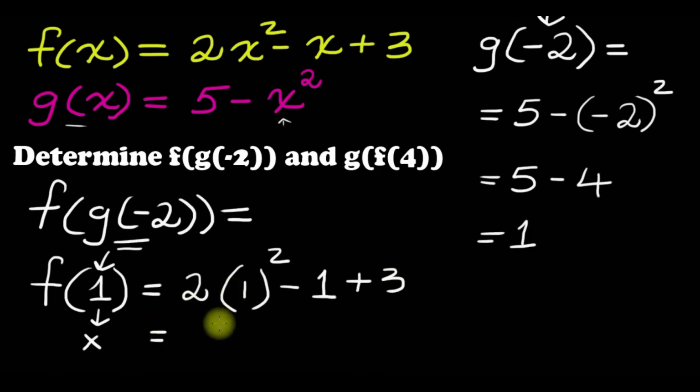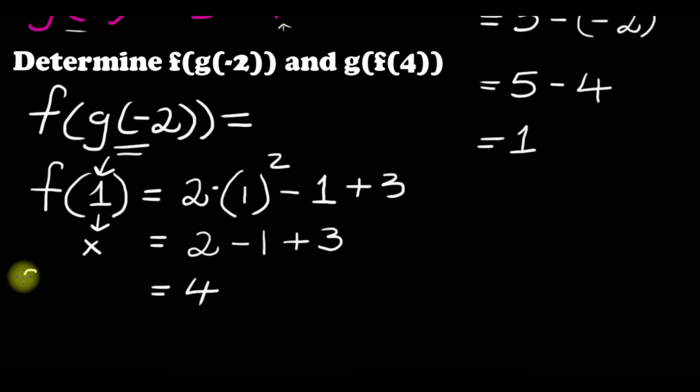And then you simplify the expression. We got to do the exponent before we multiply here. So 1 squared is 1. 1 times 2 is 2. Take away 1 plus 3. And that's going to give you 4. So here is 4. To write it out, we go f of g of negative 2 is 4. Okay, and that's how you evaluate that. So now we're going to move on to the next one.